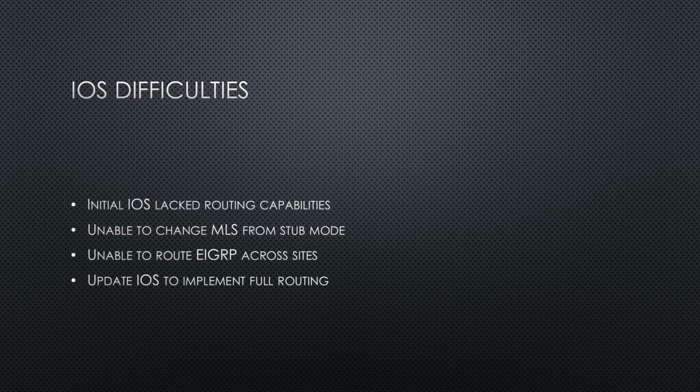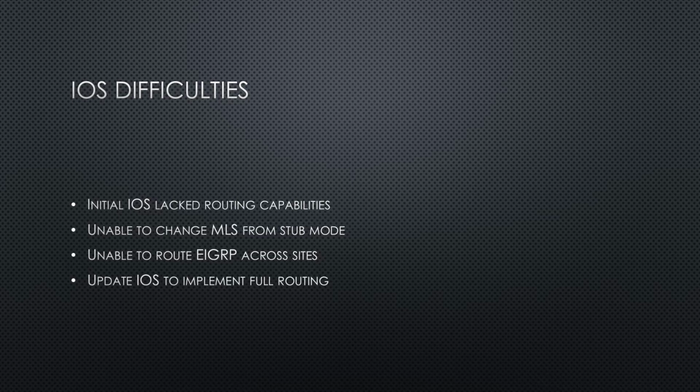To remove the devices from operating in stub mode, we needed to update the IOS on each of the layer 3 switches. The base IOS that was installed on our switches to begin with did not allow us to change the stub operating mode, so our only option was to upgrade the IOS. To do this, we acquired an IOS image for the models of layer 3 switches we were using that supported enhanced settings, allowing us to change EIGRP from stub mode.